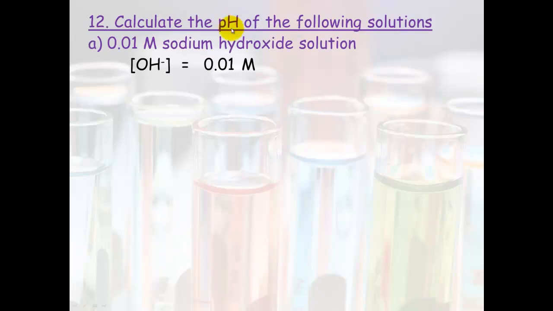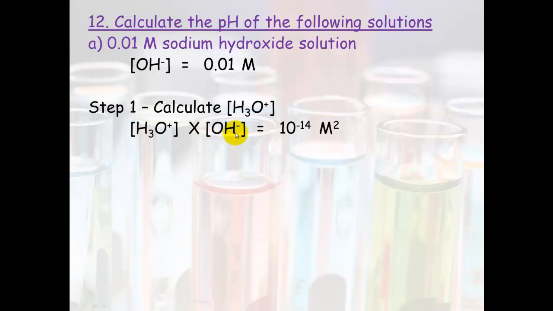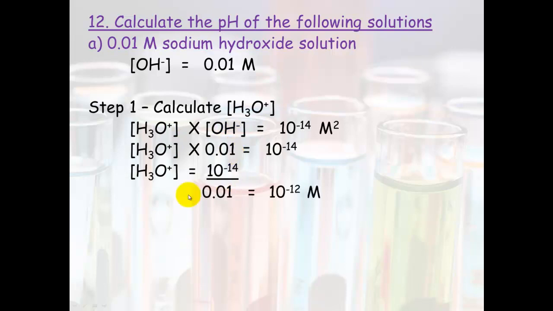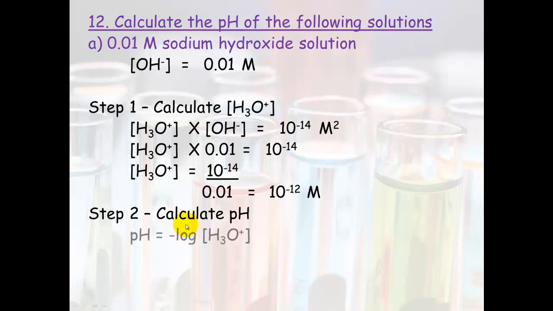Question 12. Calculate the pH of the following solution. So we've got a 0.01 molar sodium hydroxide solution. So sodium hydroxide will produce its NaOH. So the hydroxide concentration will be equal to the sodium hydroxide concentration. So we just need to calculate the hydronium again using this formula, and we'll get 10 to the negative 14 divided by 0.01, which equals 10 to the negative 12 molar. Calculate your pH and you'll get an answer of 12.